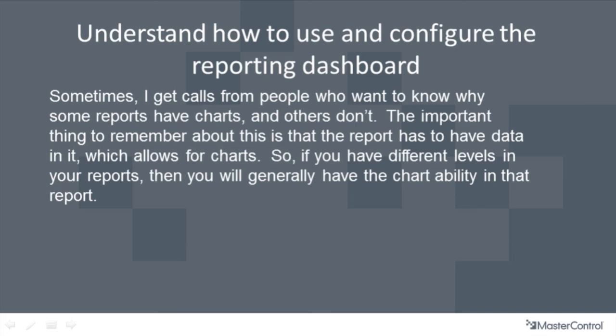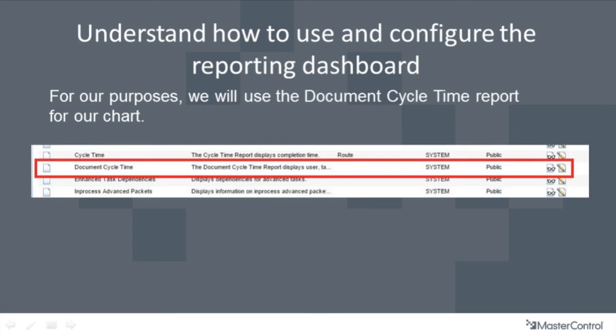If your report has different levels in it, for example, you look at the report and see that little icon up in the corner with the different levels, then you can create a chart. For our purposes, we're going to use the document cycle time report. Hopefully some of you are familiar with that one.